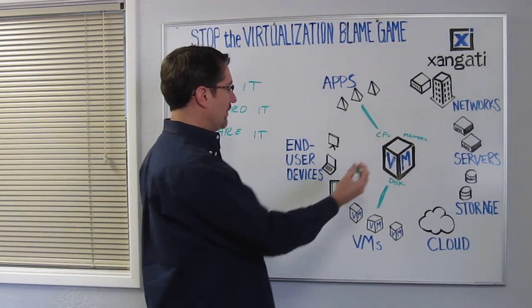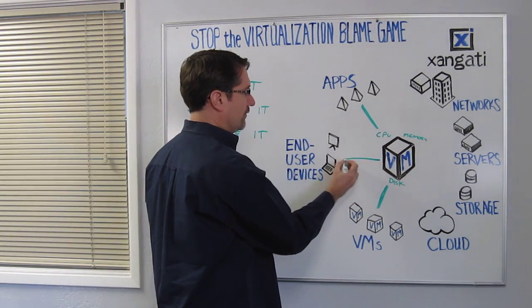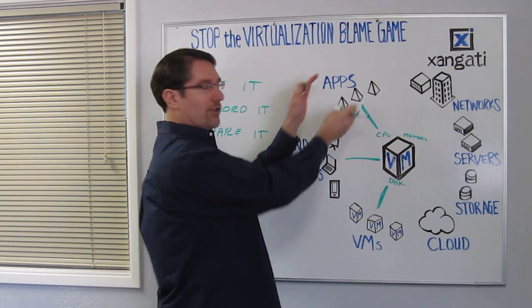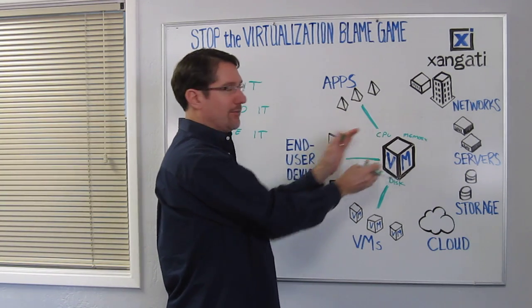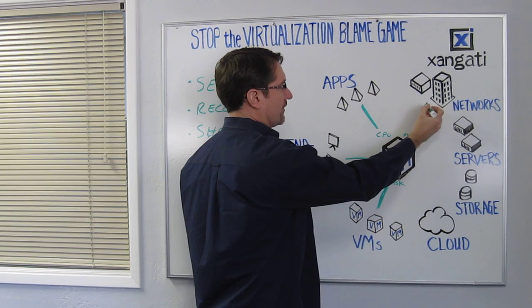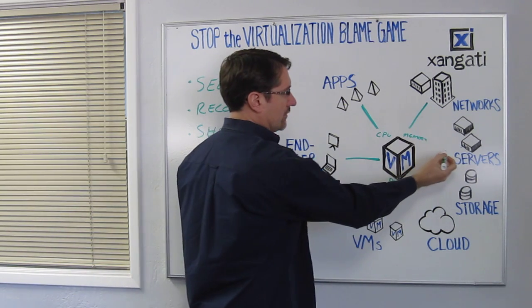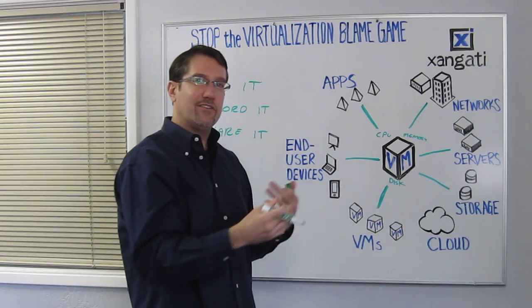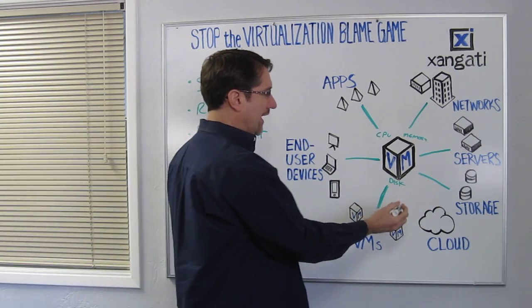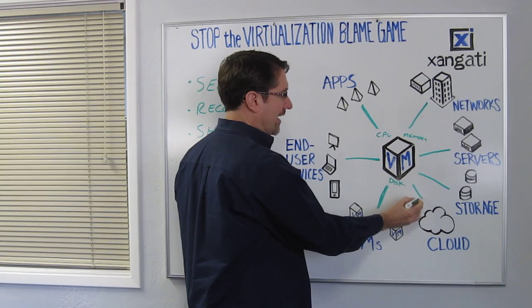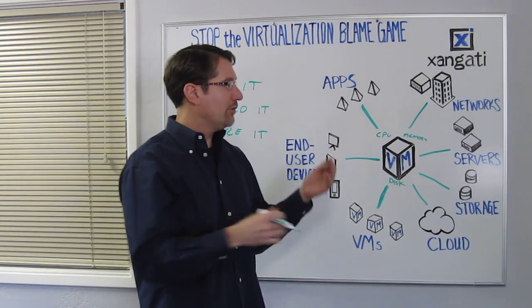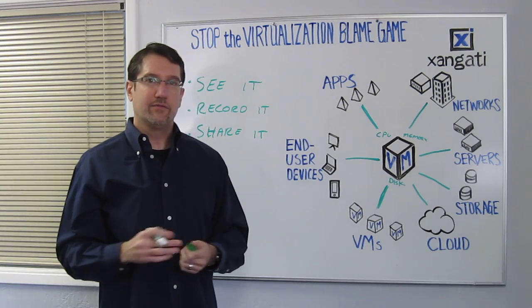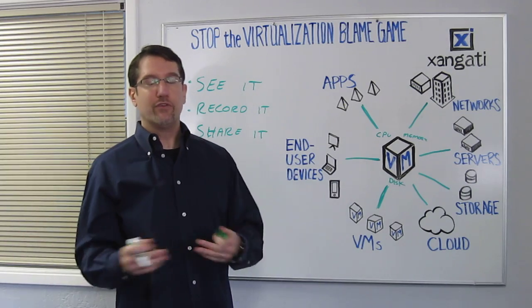Now, we talked about app traffic, VM traffic. The other thing Xangati can show is what an end user is doing with a VM. How many end users are on an application that a VM is running? What networks is this traffic going over? What servers are being accessed? What storage is being accessed? What's the latency to that storage? And if you're a cloud provider or looking at cloud applications, we can show you all this visibility for your private cloud, or if you're a public cloud provider, for your public cloud.